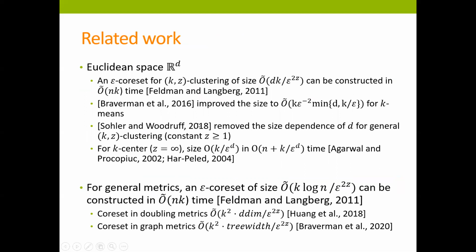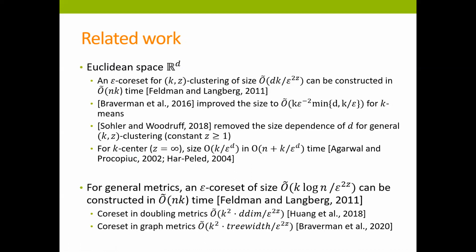Coresets have been well studied in the literature. I only list some very recent work here. In Euclidean space, Friedman and Lemberg give a coreset construction for the general k-z clustering problem. Note that the size depends on the dimension D. For k-means, Braverman show how to remove this dependence. And Sohler and Woodruff show how to remove the dependence on D for general k-z clustering.